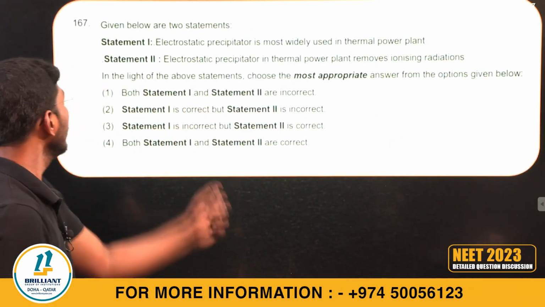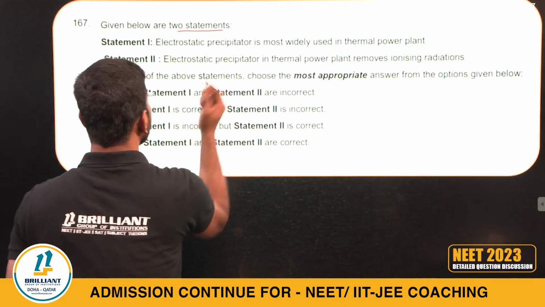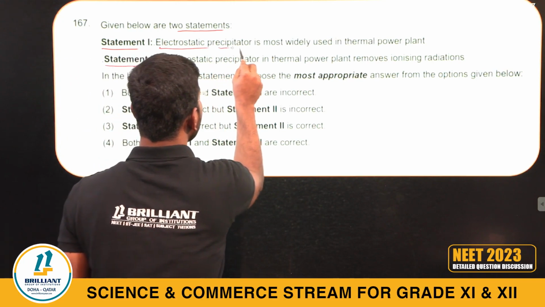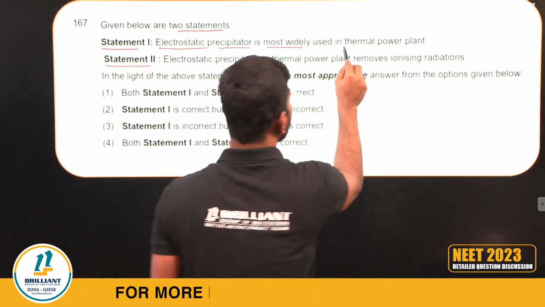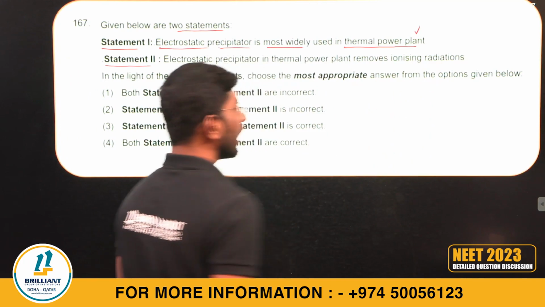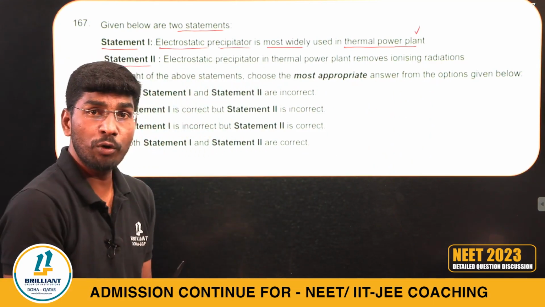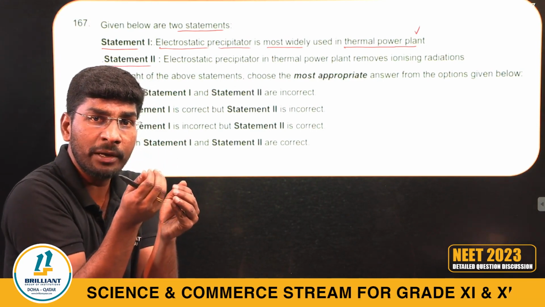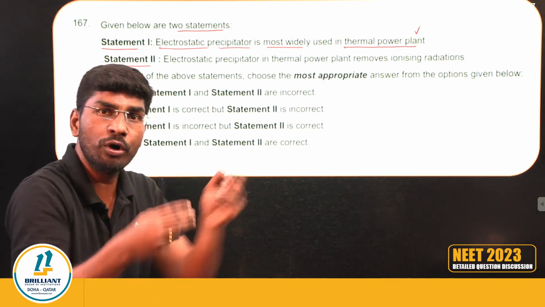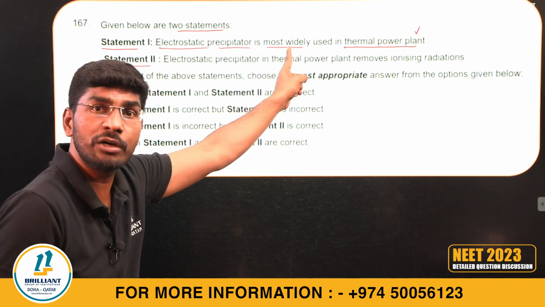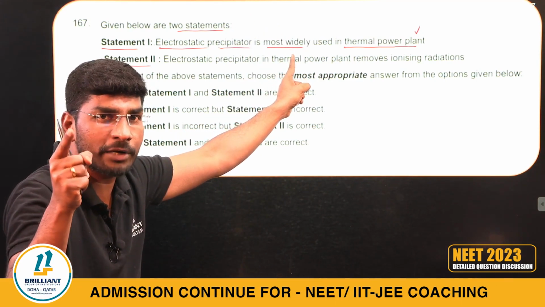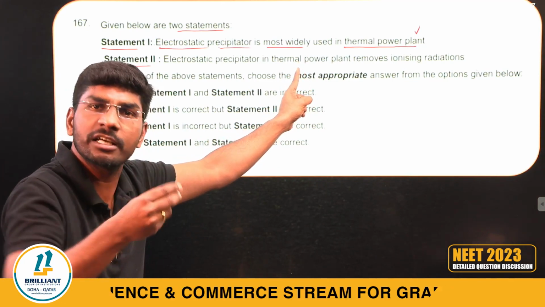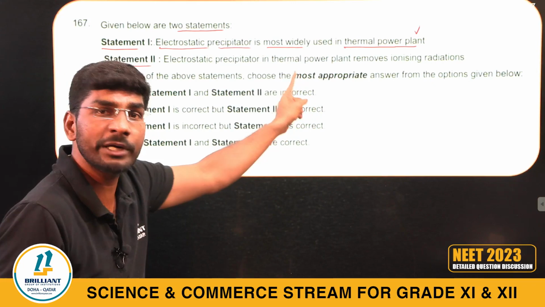167. Given below are again two statements. Statement 1: Electrostatic precipitator is most widely used in thermal power plants. Statement correct. To remove what? Microparticles, very small particles below 2.5 micrometers. To remove these, electrostatic precipitators are essential. Do you remember in the environmental issues chapter I told you that particles below 2.5 micrometers are very dangerous? They damage our respiratory system, I said.